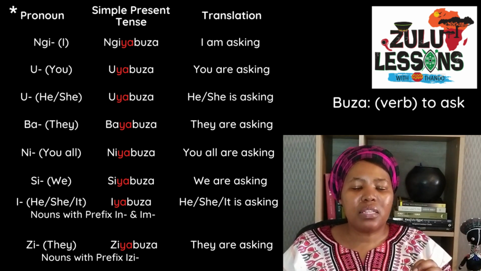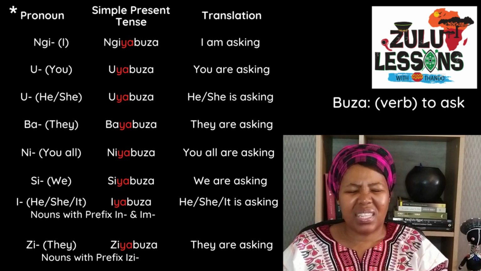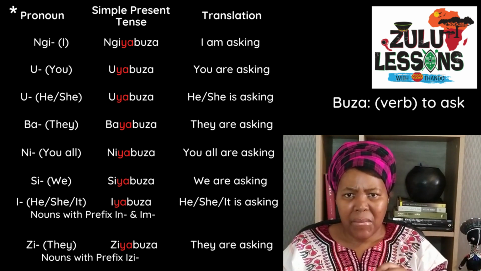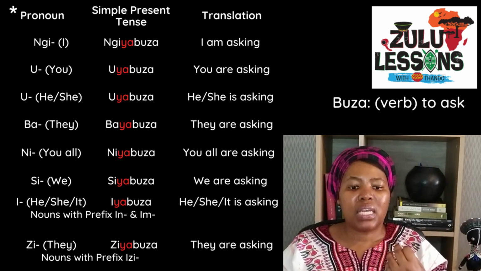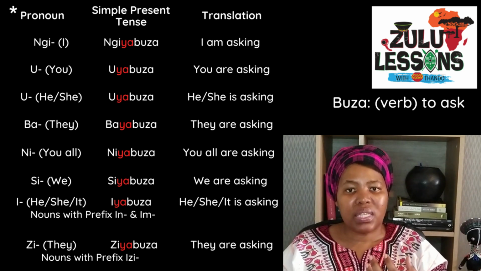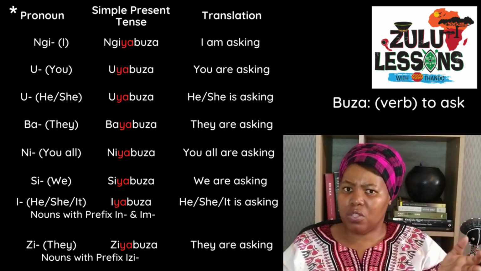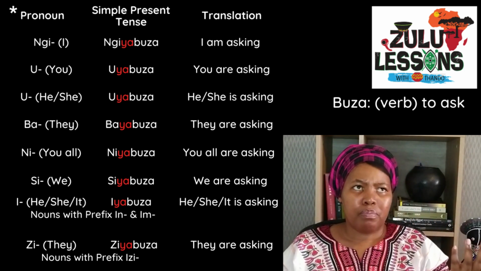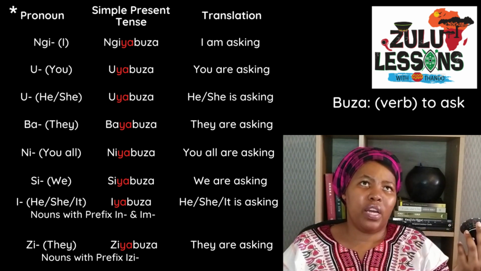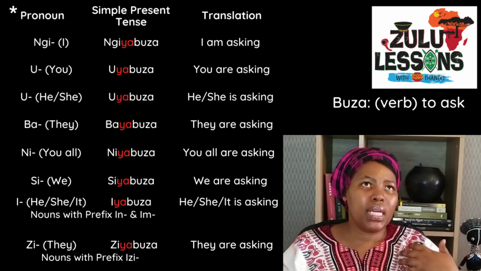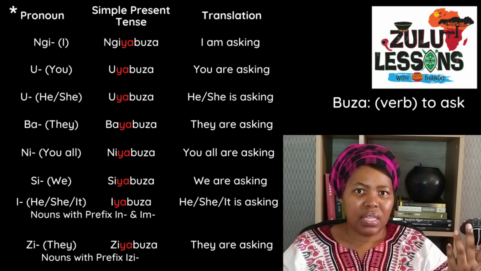And then there is this one that is i. This i is basically for all the nouns that start with in or im. So the pronoun for them is i. So then we are saying iyabuza. So that can be a he, it can be a she, it can be an it. It depends on you. It can be, I don't know, maybe imvu, iyabuza. Maybe the sheep is asking why you are not moving out of the way. Or maybe a girl is asking, intombazane is asking, iyabuza.